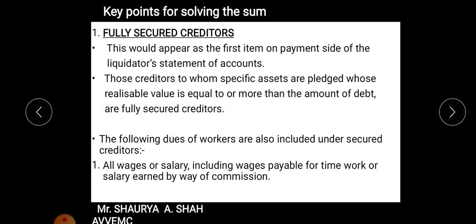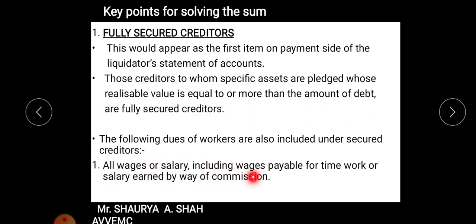So realizable value is equal to, either the loan is 50,000 and furniture is 50,000, or the loan is 50,000 and furniture is 70,000. So what we used to do, we used to pay 50,000 rupees to the loan and 20,000 we used to realize as surplus on the receipt side, right? So I suppose it is clear to each and every student. That is secured creditors. What do you include in that?